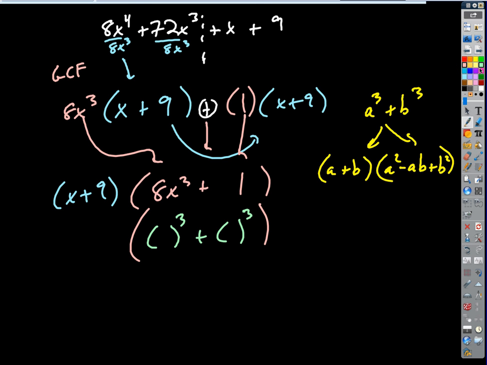Well, 1 is what cubed? 1 cubed. Okay, that one's easy. Well, what would I cube to get 8 times x cubed? 2x. Okay, good. So now we know what our A is. This is our A, and that's our B, right? And we'll just follow this pattern.